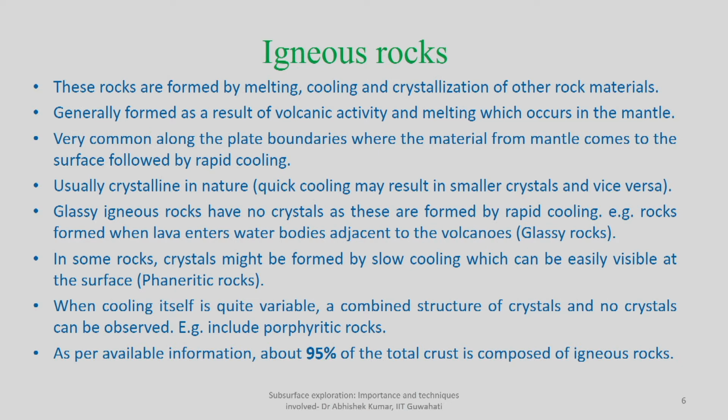They are generally formed as a result of volcanic activity. Whatever material comes out from the base of the volcano comes onto the surface, and depending upon the rate of cooling, it will become coarse crystal or fine crystal. Generally they result from volcanic activity and melting which occurs in the mantle. The molten material comes through the volcanoes onto the surface and gets deposited. Those are particularly classified as igneous rock.